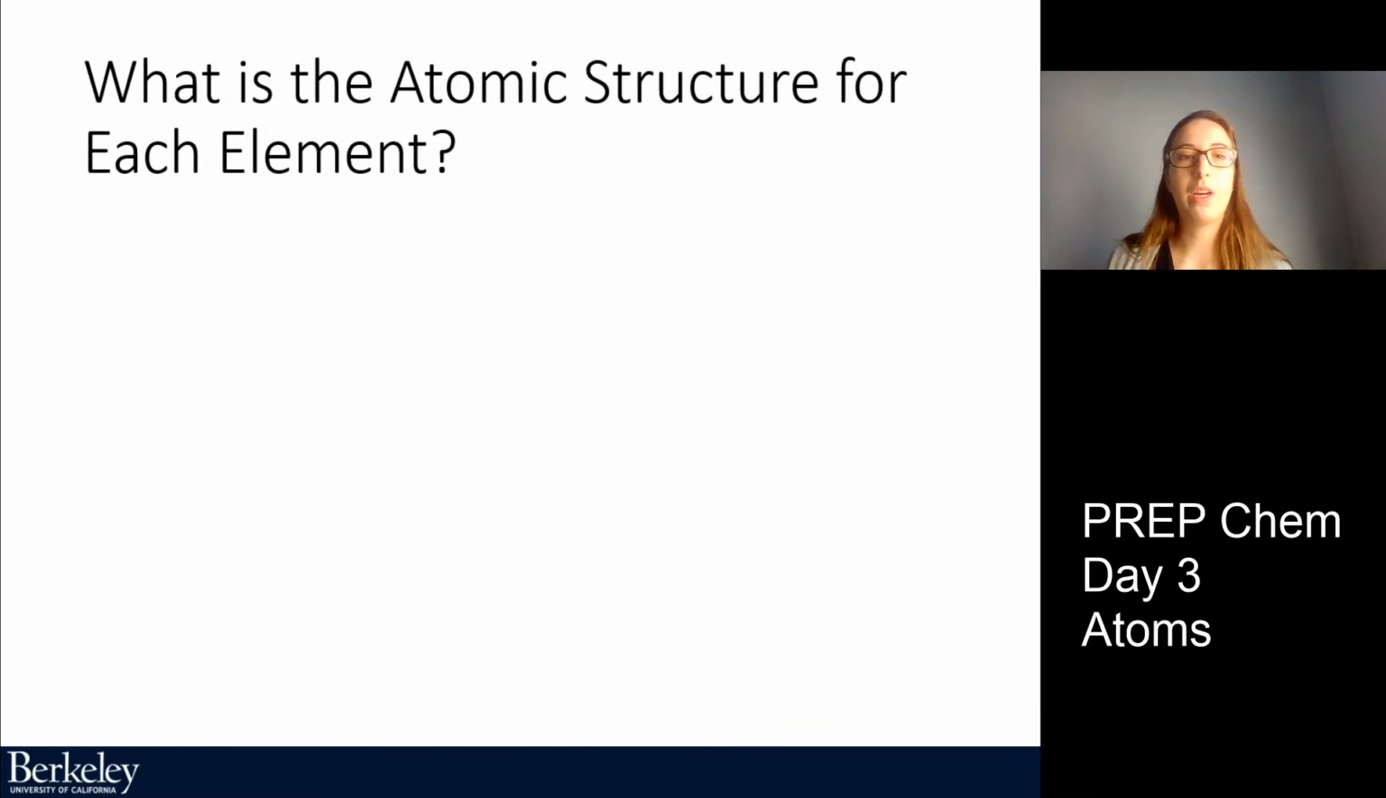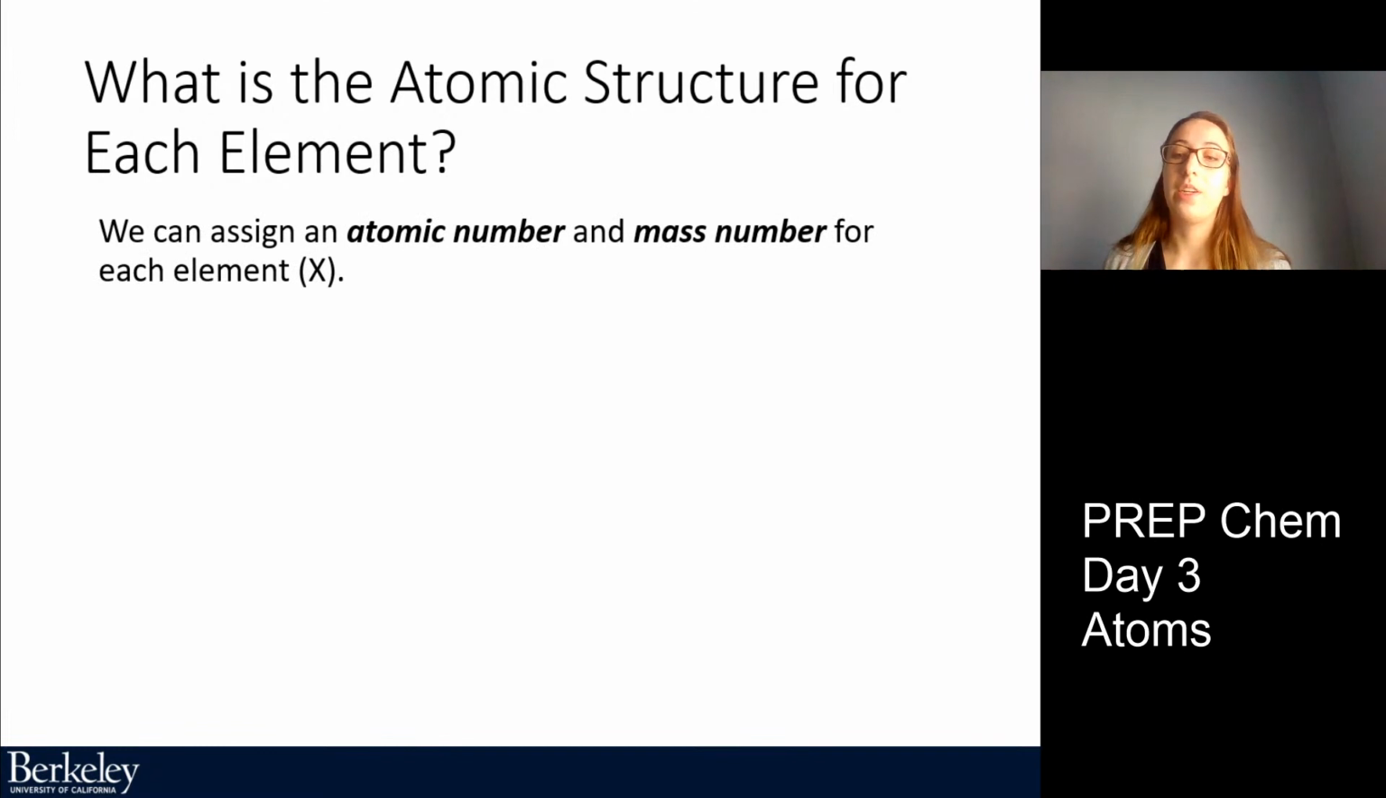So now we want to think about what is the atomic structure for each element. And to do that, we're going to assign a few different numbers. First we'll discuss the atomic number and then the mass number for each element. And we're going to use the symbol X to denote the symbol for an element. For example, lithium would have the symbol Li.